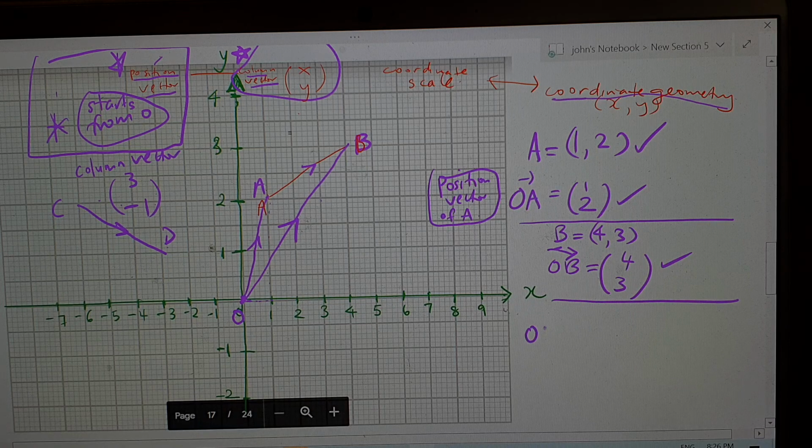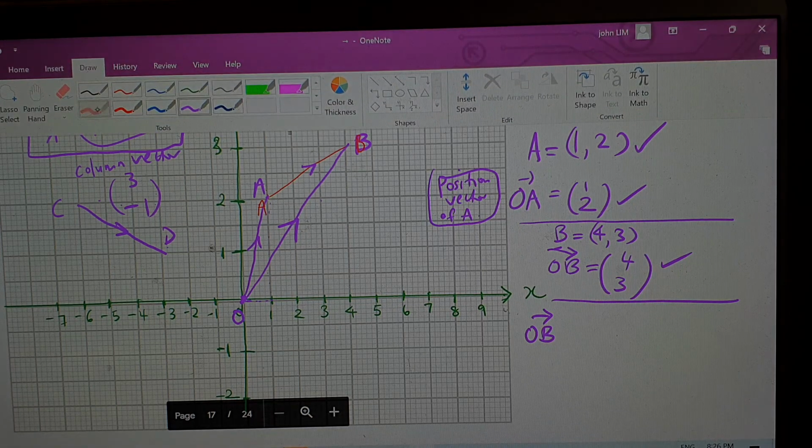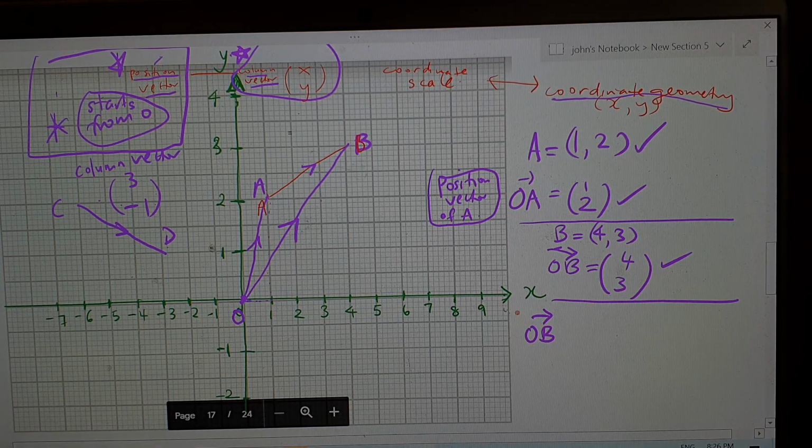Now, how old this vector OB is, we actually have a short form to represent it. You know, maths, we always have short form, right? Now, the length of this vector OB can be represented by just drawing these two straight lines here. These two straight lines is telling us the magnitude of OB or the length of OB.